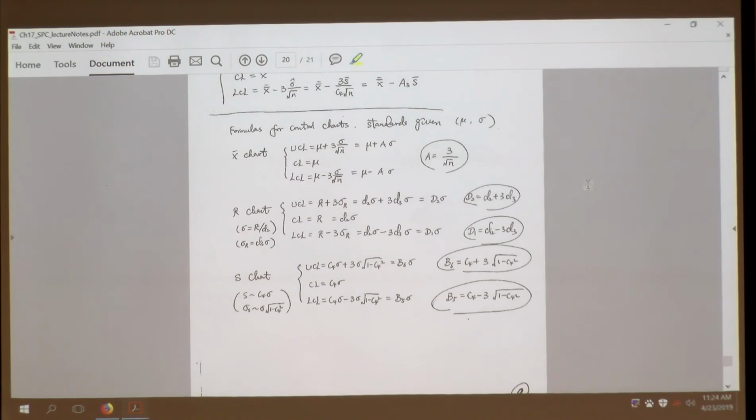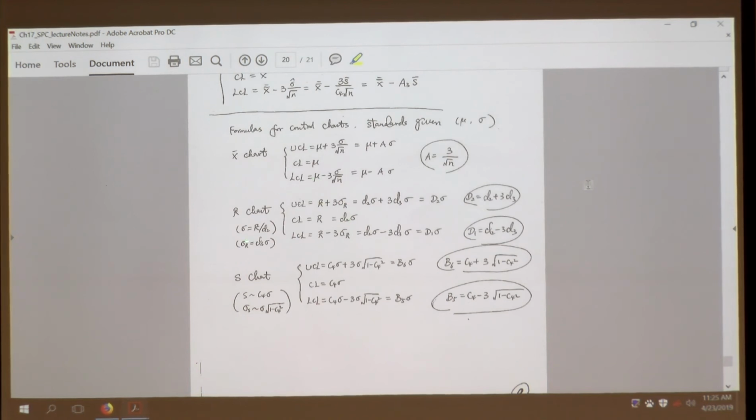Because this is a standard deviation for the X bar. For every sample, you are trying to calculate a sample mean, right? So sample size is n, based on the central limit theorem. This is a standard deviation for X bar. We are not monitoring X, we are monitoring X bar. So that's why this is mu plus minus 3 sigma over square root of n. Okay? And for the R chart, this is R plus minus 3 times the standard deviation of R.